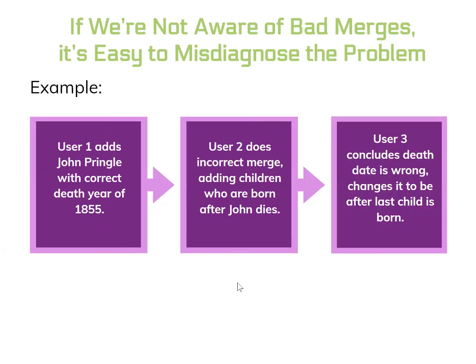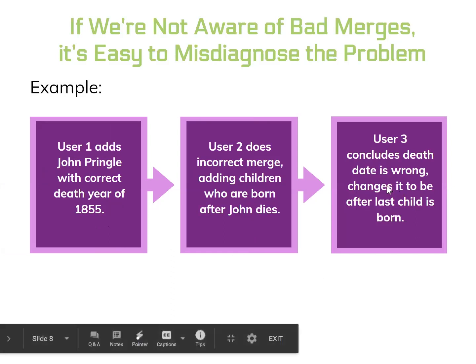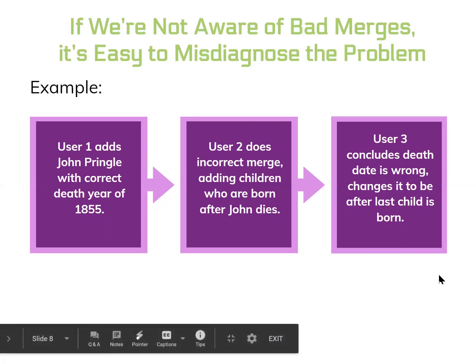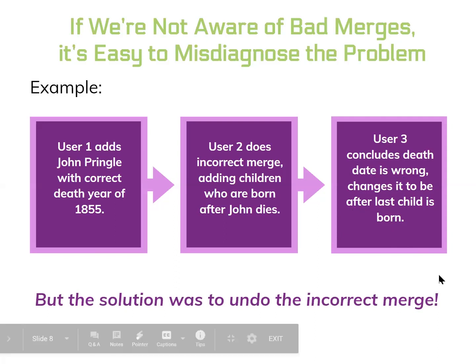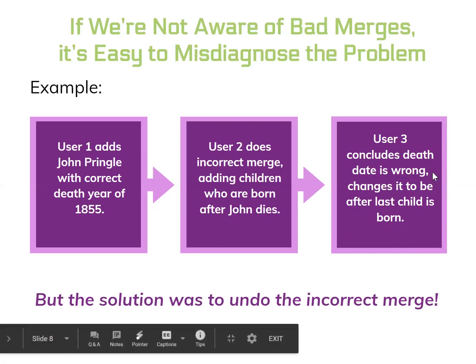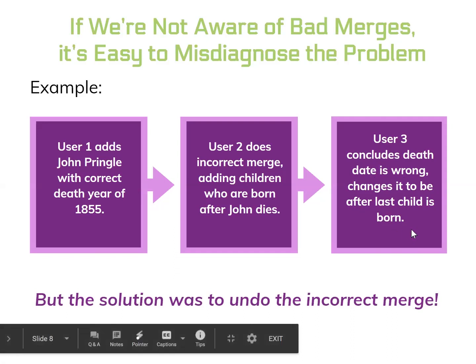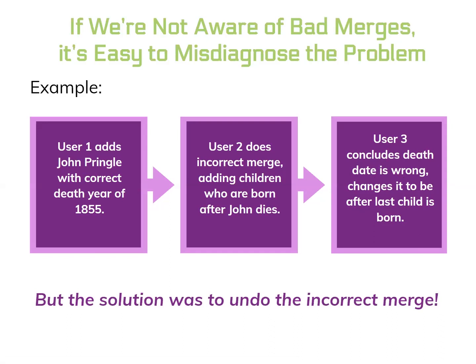Well, then user 3 comes along and realizes, well, obviously that can't be correct. This man can't be having children after he dies. So she concludes that the death date is wrong, and she estimates it to be after the last child is born. So she actually makes that change in the death, and it's all documented in the change log. But the trouble was, the solution was to undo the incorrect merge, not to change that death date, because the death date was right for one of the John Pringles and the second one should never have been merged in. Does that make sense? Because user 3 apparently didn't realize that she needed to check for a bad merge, she did the logical thing, and it ended up corrupting this record even further. So whenever you see contradictory information, that is, in my experience, almost always a sign of a bad merge.